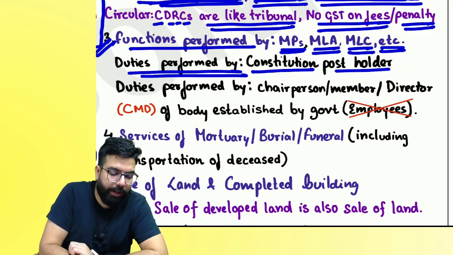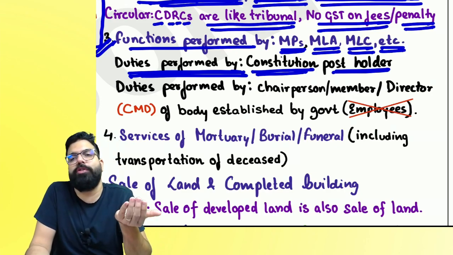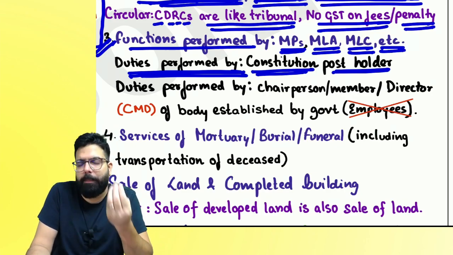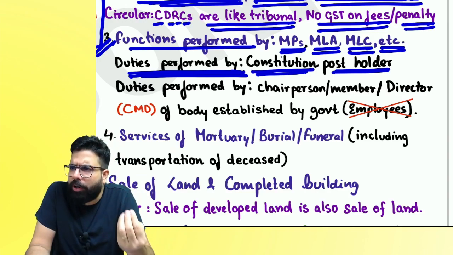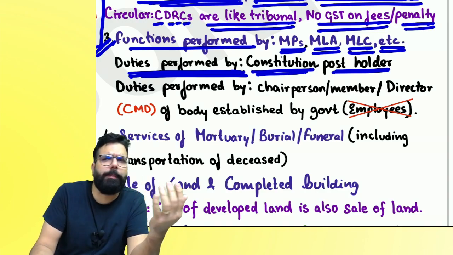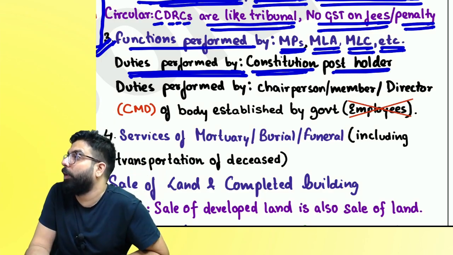So they are telling over here, duties performed by a constitutional post holder. Who are the constitutional post holders, everyone? Prime Minister, President, Comptroller and Auditor General of India. There are a lot of other people; a long list is there, but you can remember this much, that should be good enough. Can I go ahead, everyone?